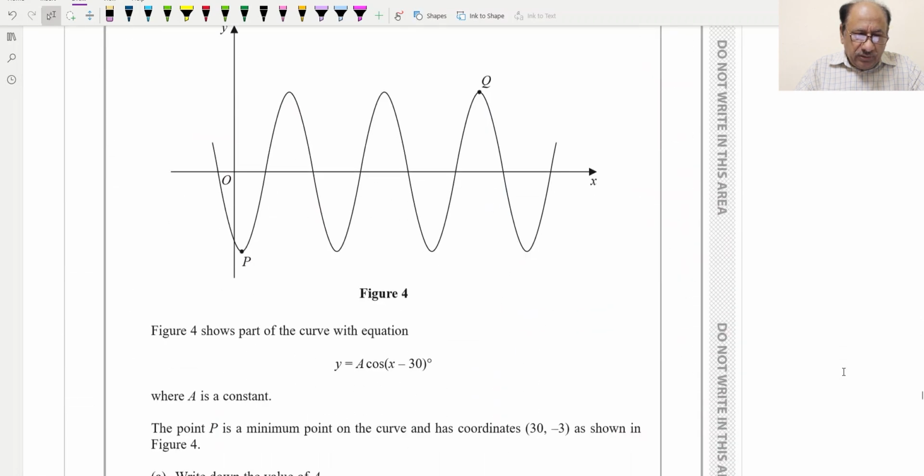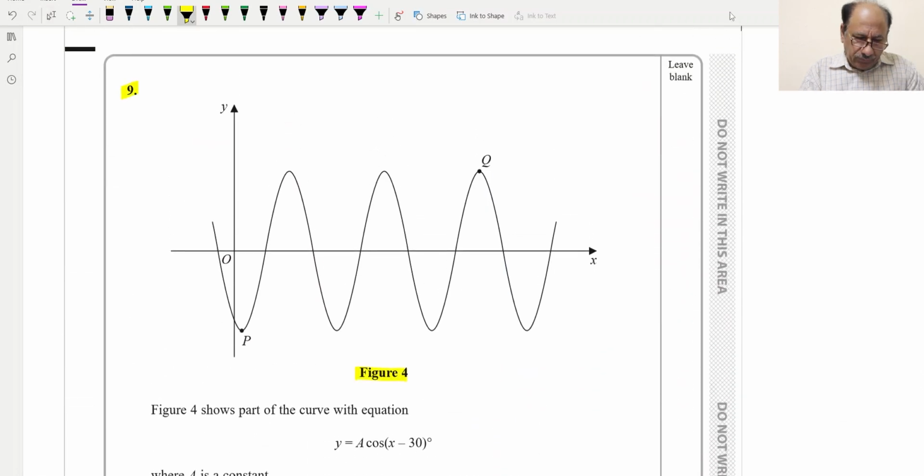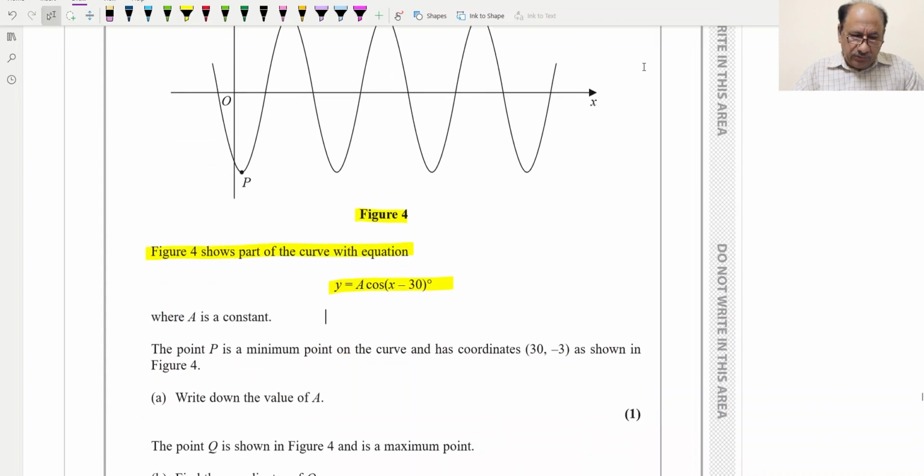Now question number 9. Figure 4 is provided. Figure 4 shows part of the curve with the equation y is equal to A cos(x minus 30), where A is a constant. The point P is a minimum point on the curve and has coordinates (30, -3). This is important. As shown in the figure 4, write down the value of A.